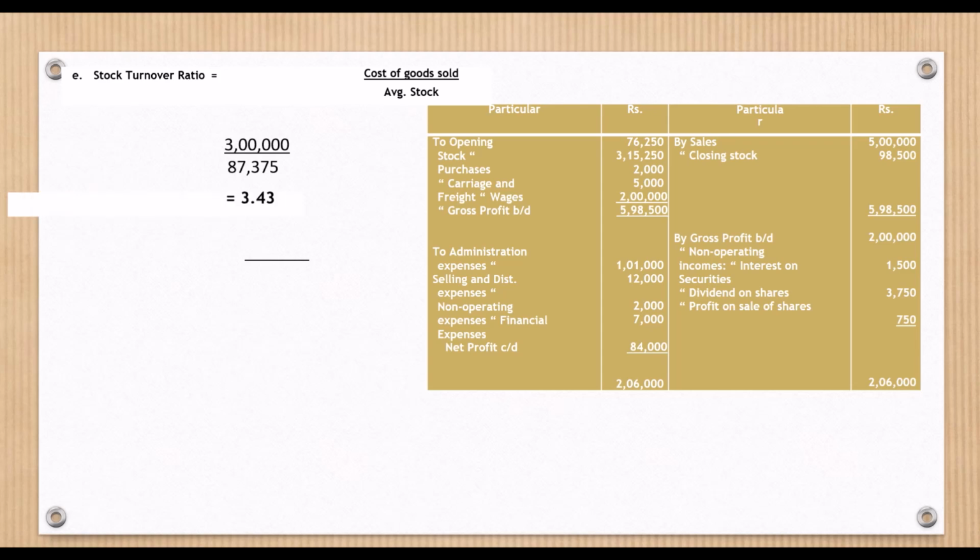Okay, so guys, like this we calculate the ratios by using the financial statements. Hope you understand this concept well.